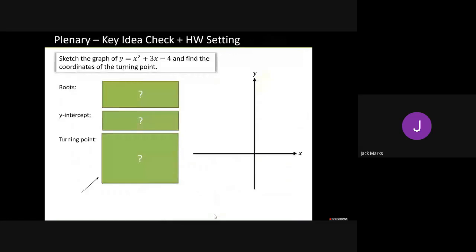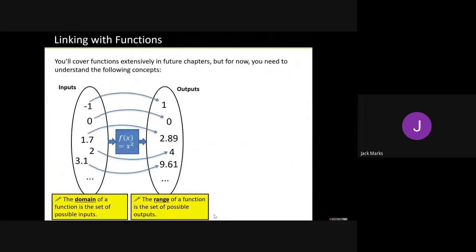Okay, in the next section, we will look at linking this with functions.